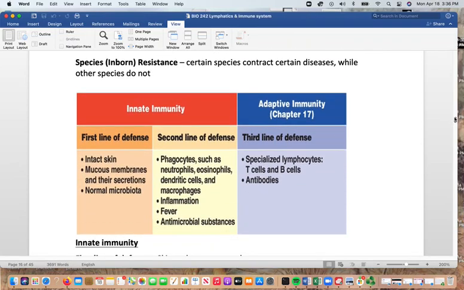So just the species you are gives you some inborn resistance. So there are some things that don't want to live in humans. You're naturally going to be immune to those things.